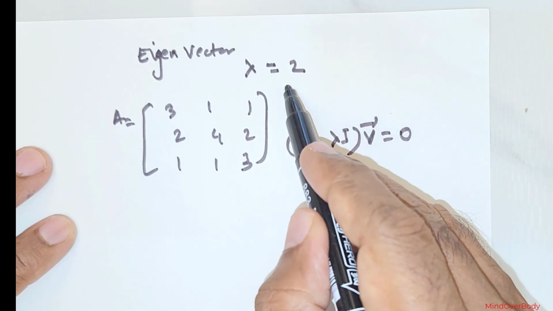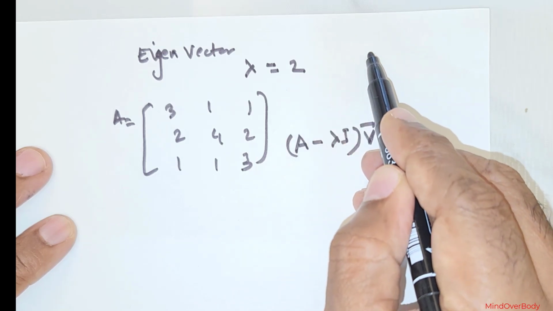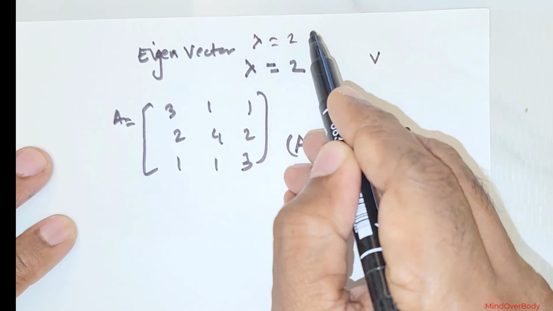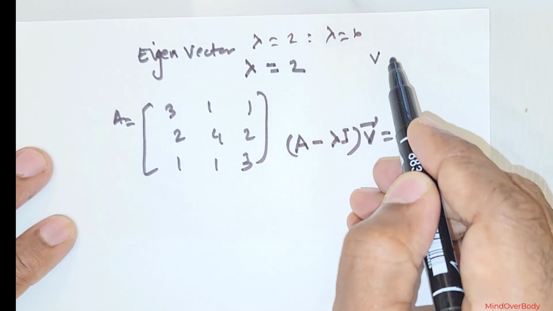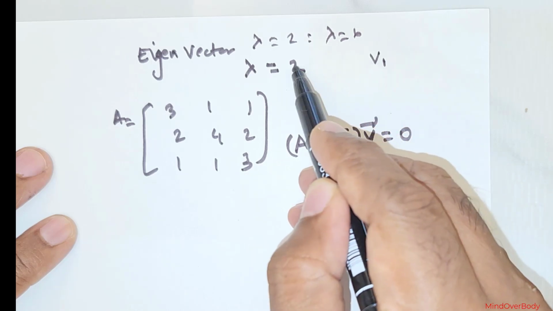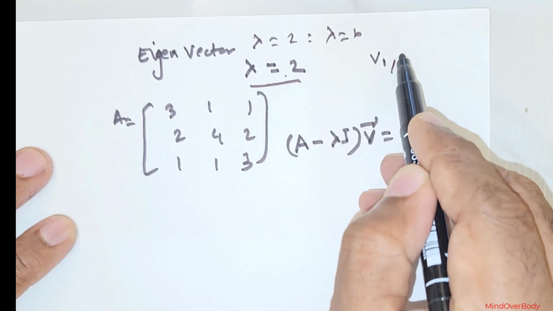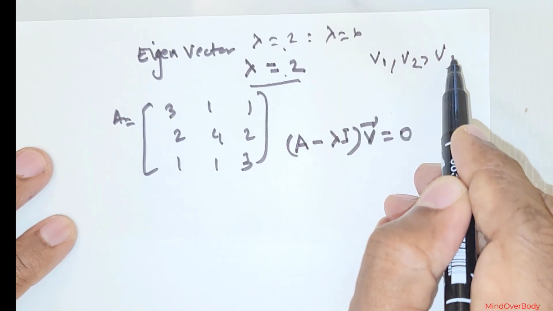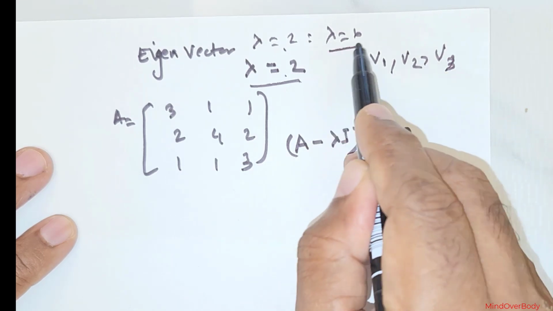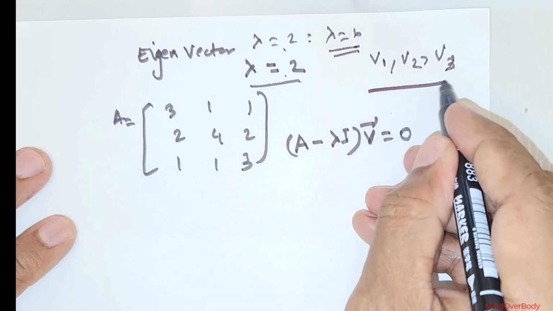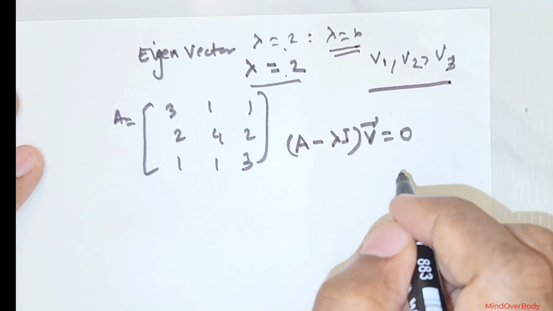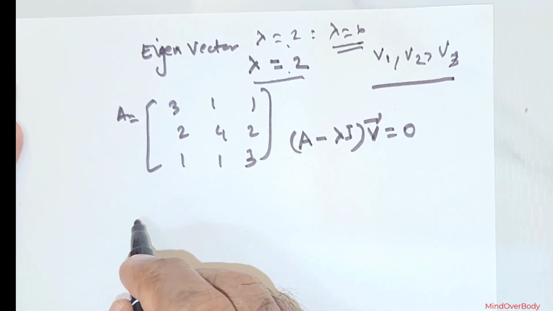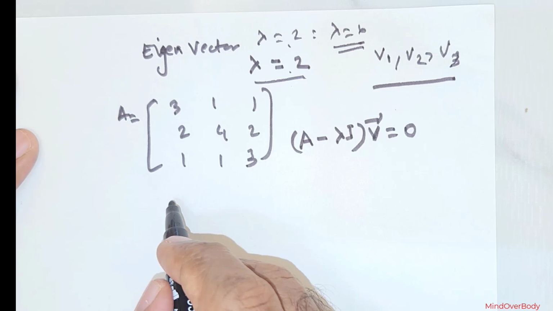Now for each of these eigenvalues we will get a vector. So we got 3 eigenvalues: lambda is equal to 2, lambda is equal to 2, and lambda is equal to 6. So V1 is associated with lambda is equal to 2, V2 is associated with this lambda is equal to 2, and we will have V3 associated with this lambda is equal to 6. So 3 vectors we will have to obtain. So having given you that information, let us move on.